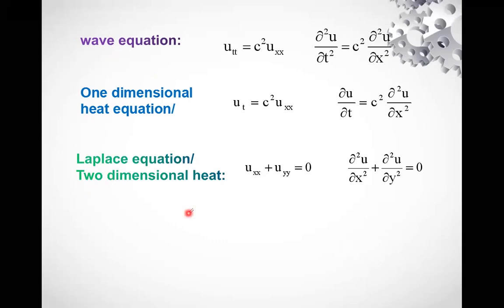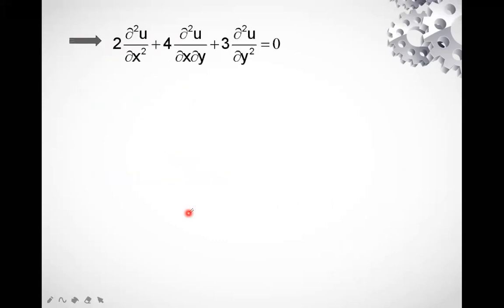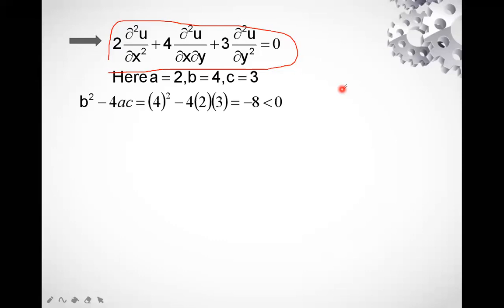Now see one example. This is a homogeneous second order linear partial differential equation. How to classify it: is it parabolic, hyperbolic or elliptic? Based on that, b square minus 4ac is either greater than 0, less than 0, or equal to 0. So find b square minus 4ac. Here b is 4, a is 2 and c is 3. So this value is minus 8, which is less than 0. If it is less than 0, it is elliptic.